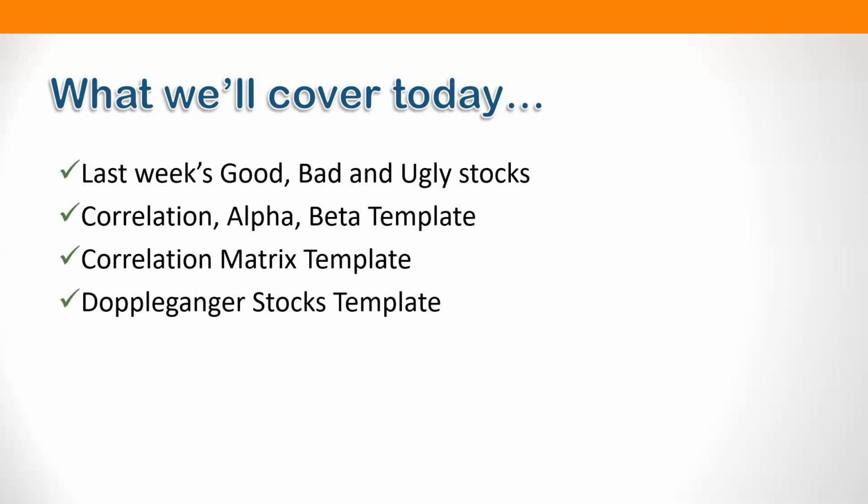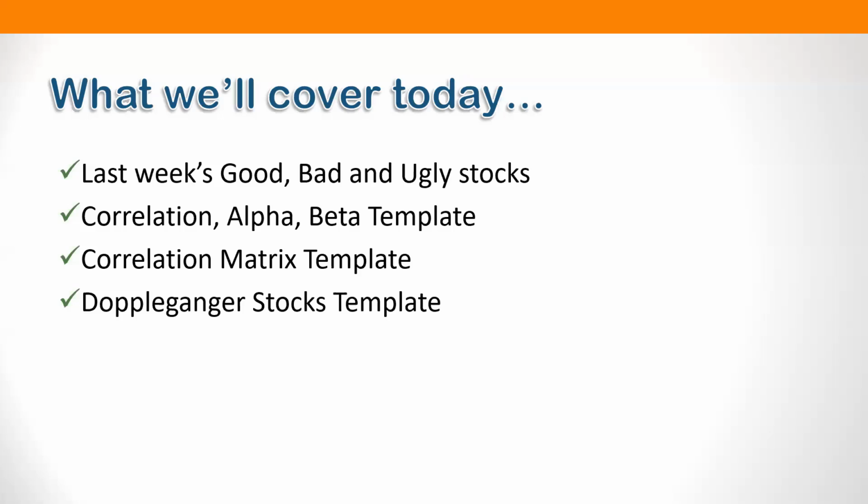So what we'll cover, we'll take a quick look at last week's good, bad, and ugly stocks. And then we'll get into the correlation alpha beta template. We'll take a look at the correlation matrix template, and then I'll throw in another template, which is the doppelganger stocks. And the reason I would throw that in is that it is a template which uses correlation to find stocks that are trading in a similar pattern to any pattern that you choose from any other stock. So it's kind of an application of correlation. So we'll take a look at that one too.